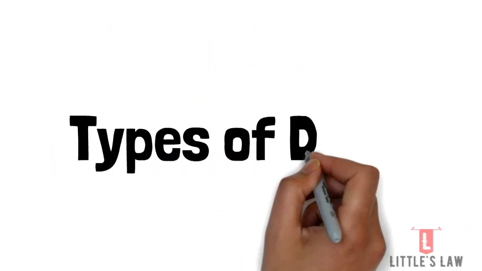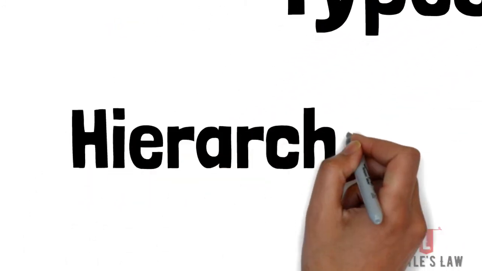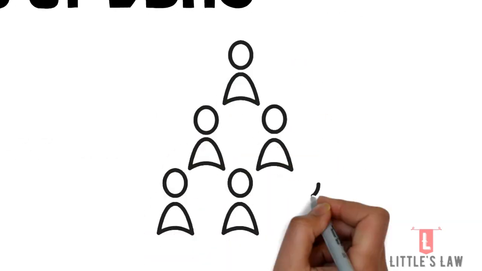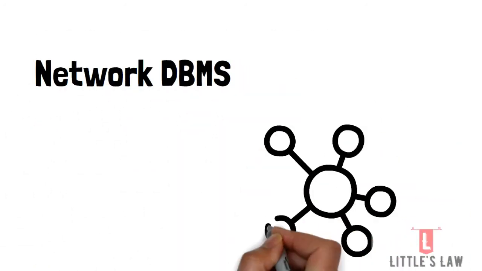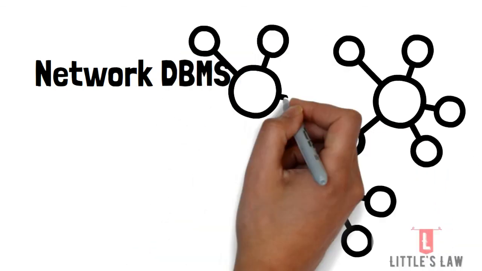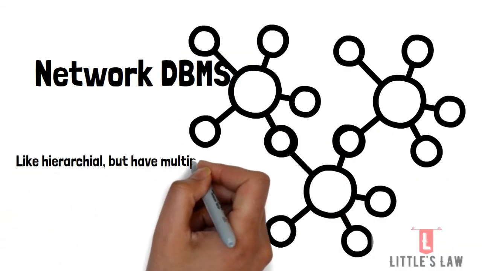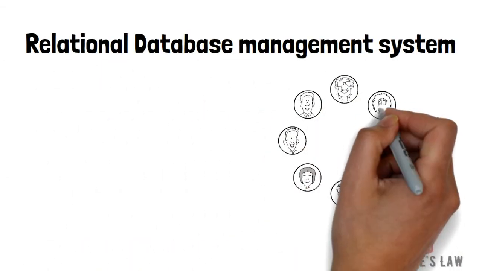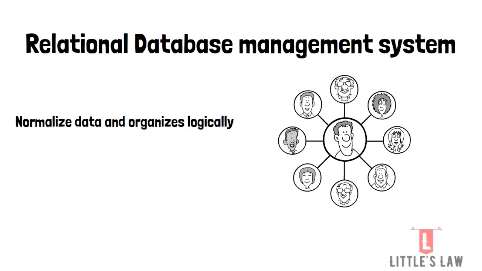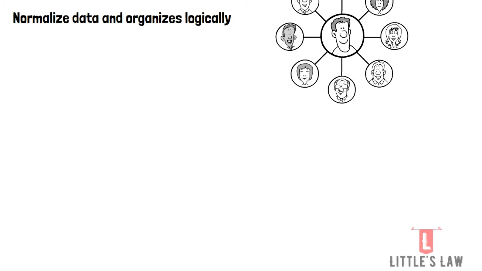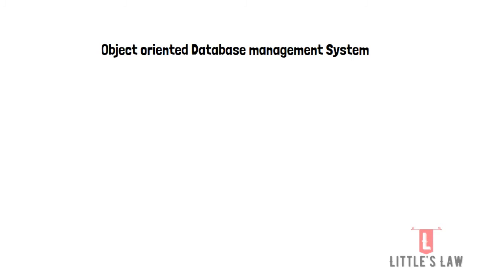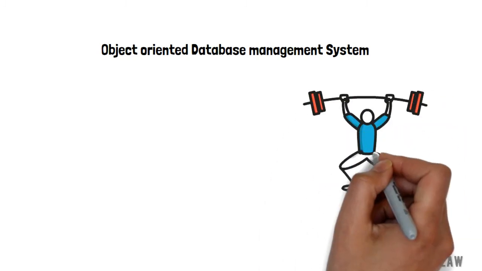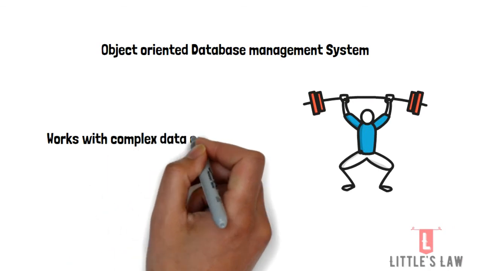So let's now see the different types of database management system. We have hierarchical, which is a tree-like system where all data are represented by parent-child relationships. Then we have the network, which is hierarchical, but this system can have multiple parents, creating numerous data paths. Then we have the relational database management system, which is the most implemented system, which helps to normalize the data and organizes it logically in independent tables. Then comes the object-oriented, which is envisioned for object-oriented coding languages that work with complex data objects.